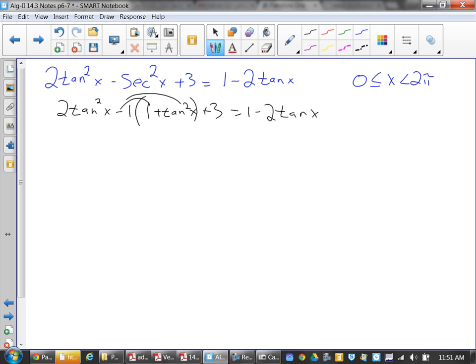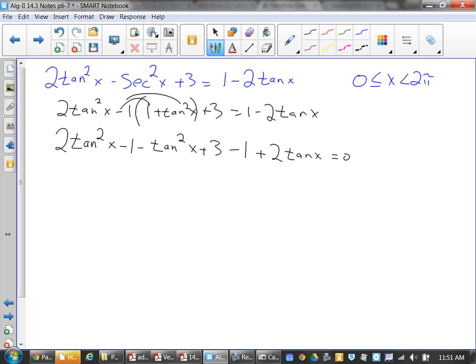Is it okay that I just took negative secant squared as equivalent to negative 1 minus tangent squared? Yeah, that's okay. It's fine. So you have 2 tangent squared x minus 1 minus the tangent squared of x plus 3. Bring the other stuff over: minus 1 plus 2 tangent of x is 0. I just moved everything to one side, then I'll start combining like terms.